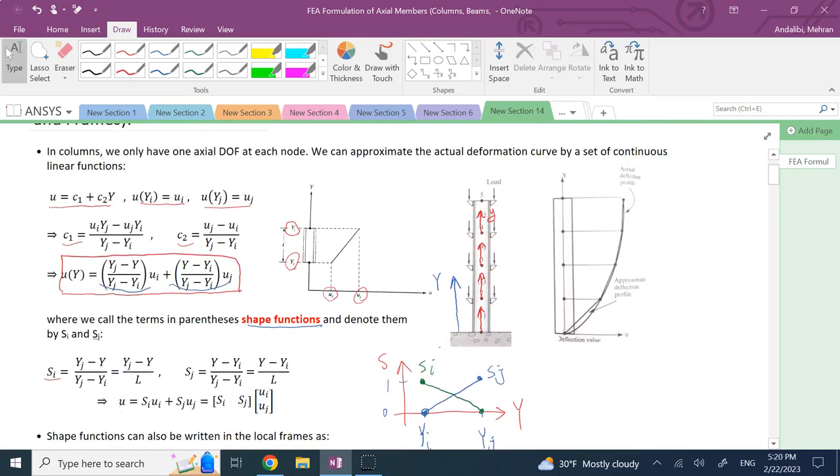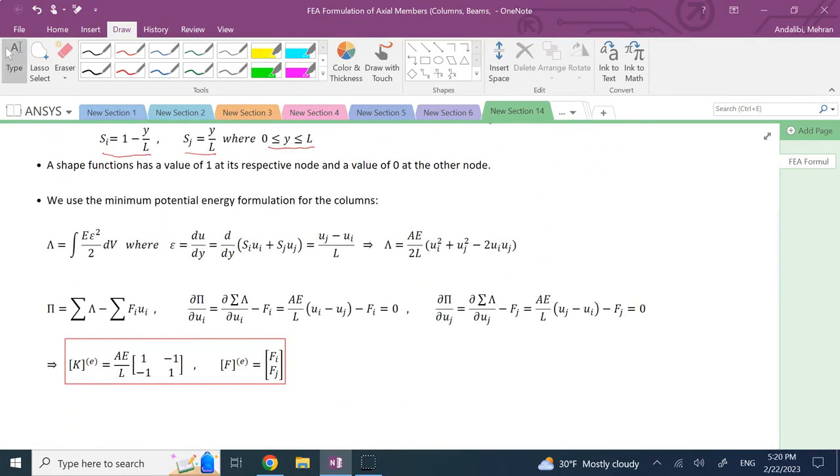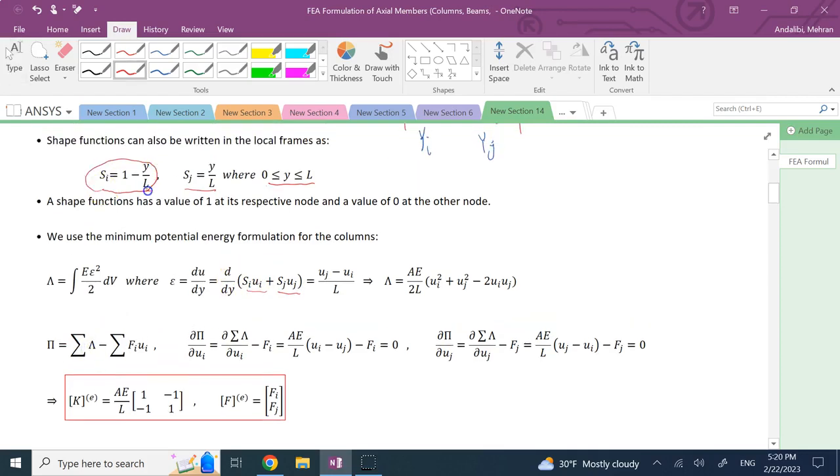Now, how do we basically formulate the finite element problem for the columns? We use the minimum potential energy formulation, and the strain energy, which in the linear region is sigma times epsilon, where sigma is E times epsilon over 2 dV. Epsilon in this case is du/dy, and u, remember, was si ui plus sj uj. You take the derivative of these two functions with respect to y, and plug it in.